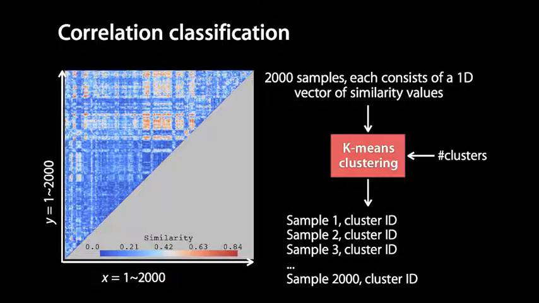The input to the k-means clustering is all samples, each containing a 1D vector of similarity values with respect to all other samples. At runtime, the user picks the number of clusters, or our algorithm can automatically determine the optimal number of clusters. The output is the classification of all samples.